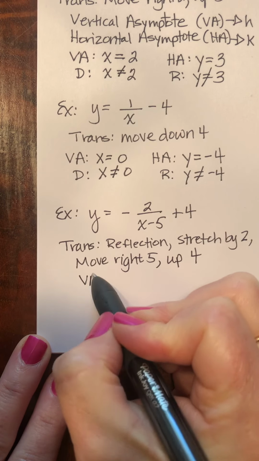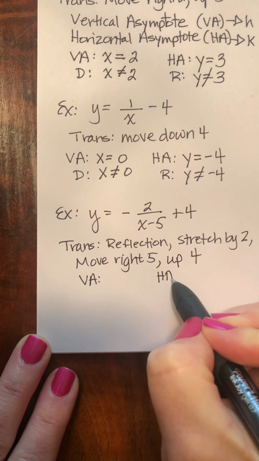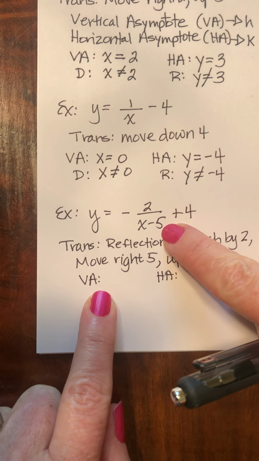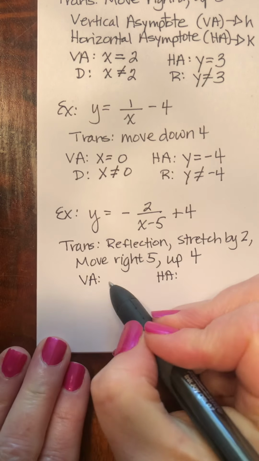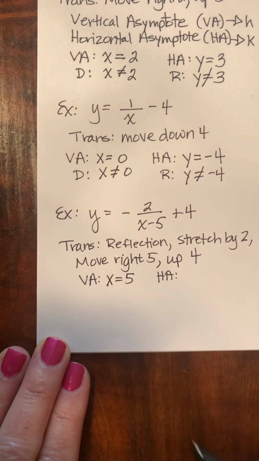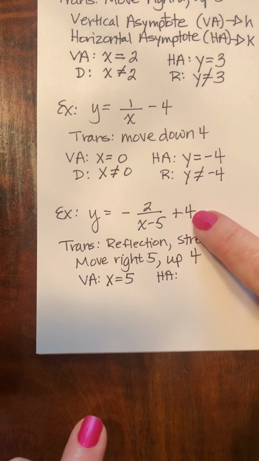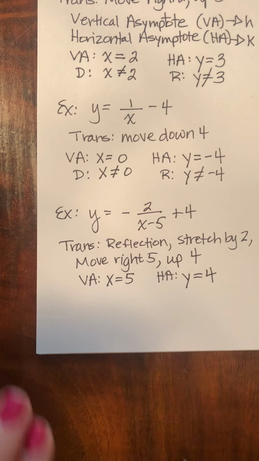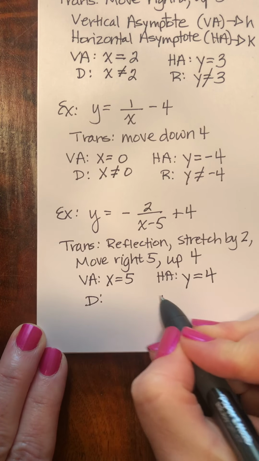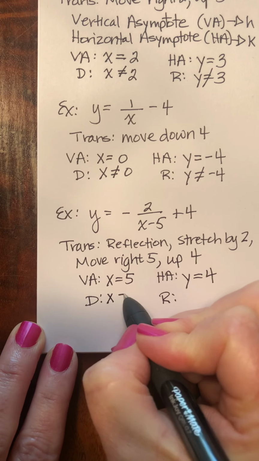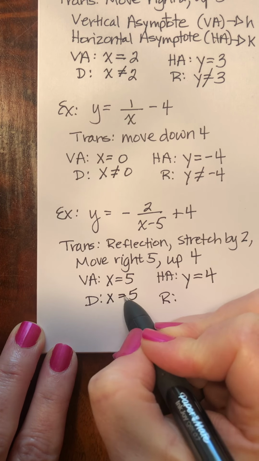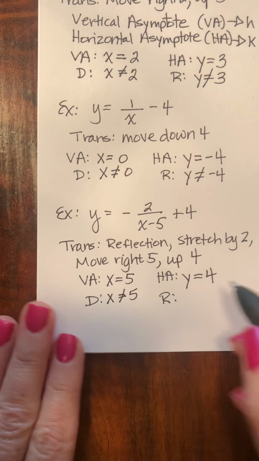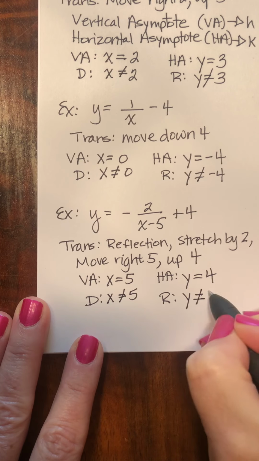Okay, now let's move to the vertical asymptote and the horizontal asymptote. Remember, the vertical asymptote goes with x. So that is going to be the opposite of what you see. So that's going to be x equals +5. Your horizontal asymptote is going to be the k, and so that's going to be y equals 4. And once you know those, you can write your domain and range. Remember, you're going to copy that equation just like you see it from the vertical asymptote, but you're going to put a slash through the equal sign because it's every number except 5. And for your range, it's going to be every number except 4.